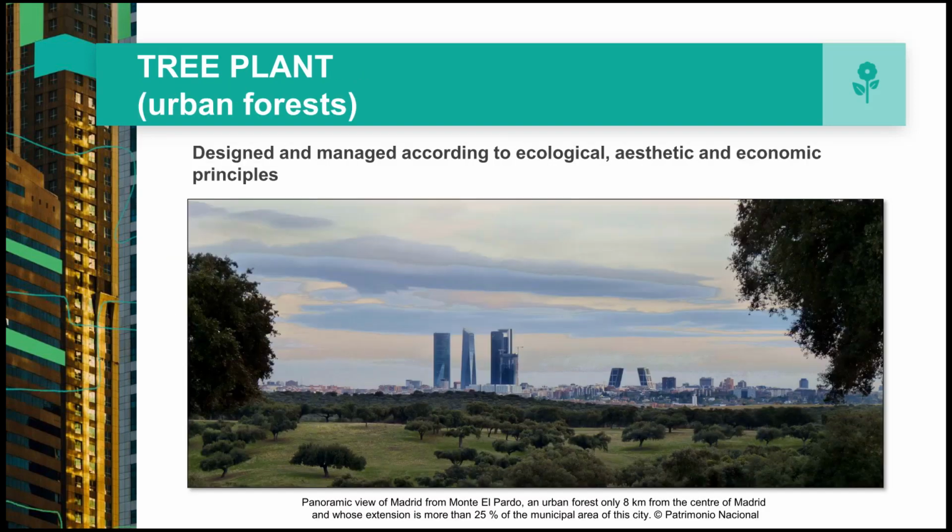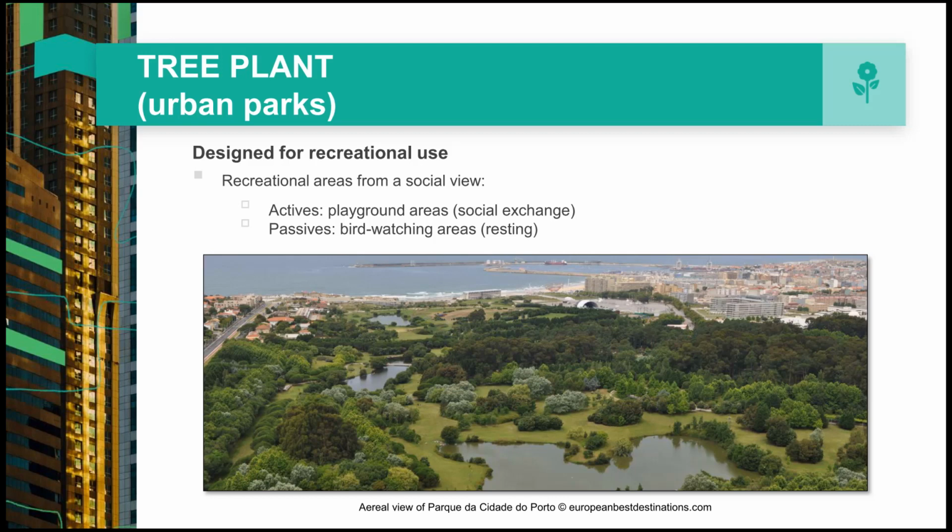Urban forests are designed and managed according to ecological, aesthetic, and even economical principles. One of the most outstanding examples of the Mediterranean urban forest is the Monte del Pardo, which is only 8 kilometers from the center of Madrid and whose extension is more than a quarter of the municipal area of this capital city. On a smaller scale, urban parks are spaces designed for recreational use.